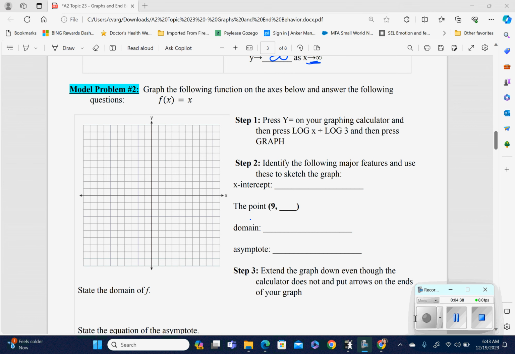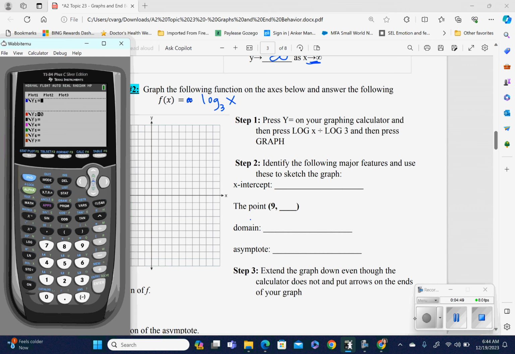Okay, so this is supposed to say log base 3 of x. I'm just going to show you how to do this on the calculator, right? So you hit math, go up, so go down to log base, and then you put in the 3 at the bottom, and then put the x right here, and then you hit graph. And so you're going to see something that looks like this.